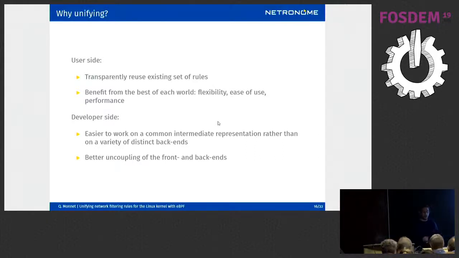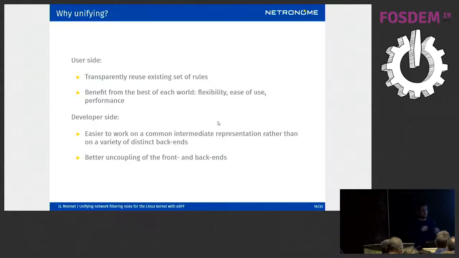That's one thing. I want also to be able, with one set of rules, to benefit from the best of the solutions I have. So if I have IPtables rules, I'm using IPtables and Netfilter, but maybe Netfilter is not the fastest available solution. So I would like to switch to BPF because I've heard that XDP is so much faster than Netfilter. So how do I do that?